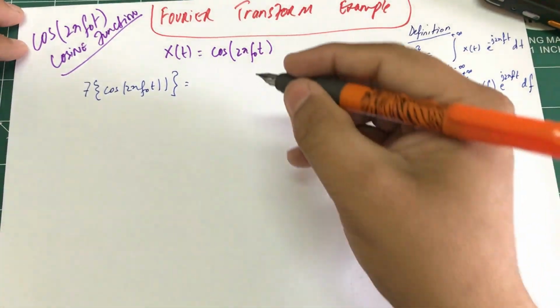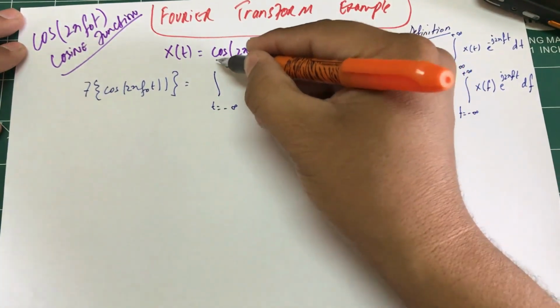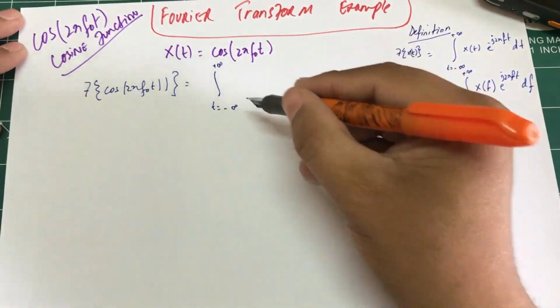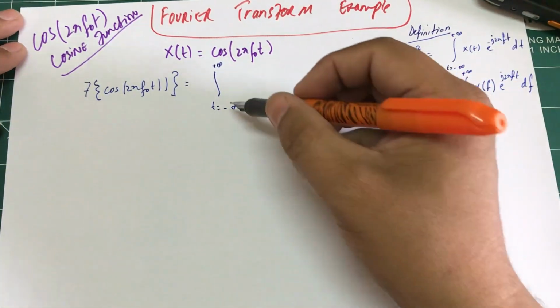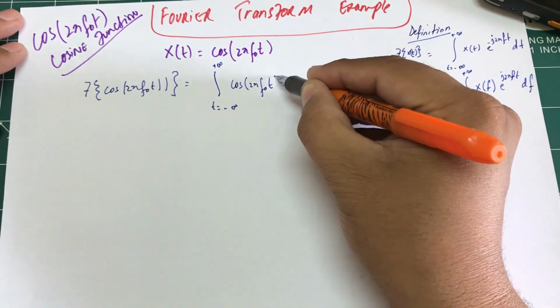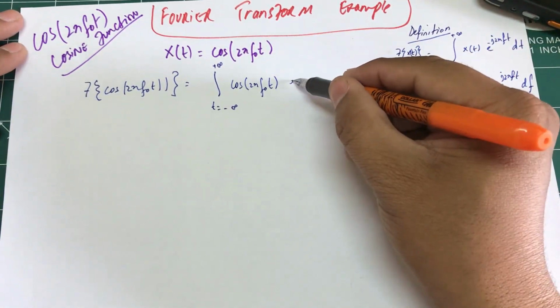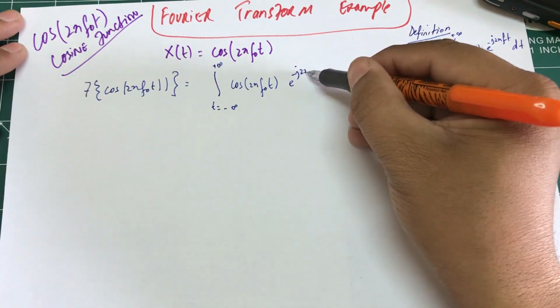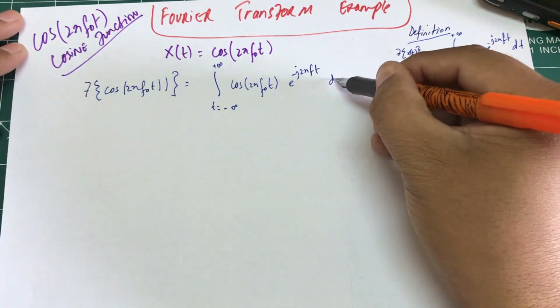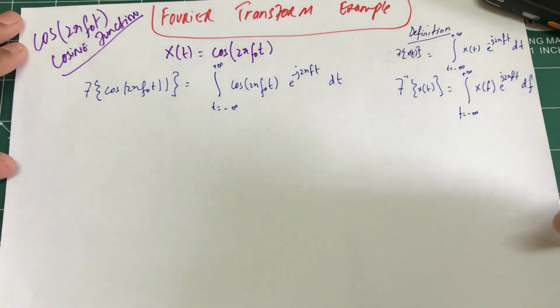So the Fourier transform of this is going to be the integral as t goes from negative infinity to positive infinity. In place of x of t, we're going to put our cos function, cos 2 pi f naught t, and we have this kernel, which is the Fourier transform kernel, e to the negative j 2 pi ft dt. All right, so there are multiple ways you can do it.